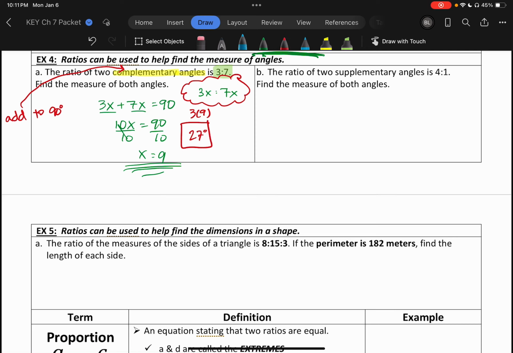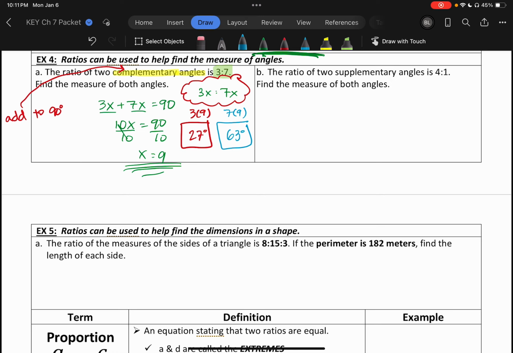The other angle is 7x. Well, 7 times our x value of 9 would be 7 times 9 is 63. So the measure of both angles would be 27 degrees and 63 degrees. And you can double check your work by adding those up. Check to see, do those add up to 90? And 27 plus 63 does give us 90.